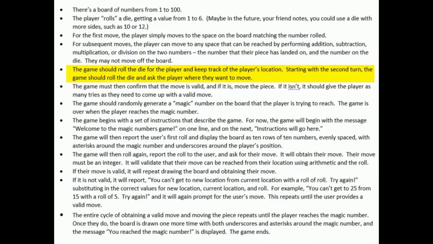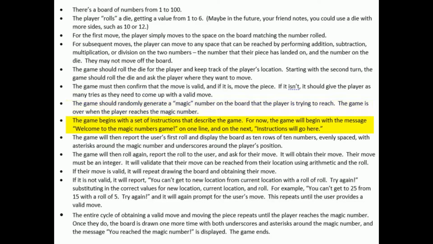The game should roll the die for the player and keep track of the player's location. Starting with the second turn, the game should roll the die and ask the player where they want to move. Remember, the purpose of the game is for the cousins to practice their arithmetic. It must then confirm that the move is valid, and if it is, move the piece. If it isn't, it should give the player as many tries as they need to come up with a valid move. As a goal, the game should randomly generate a magic number on the board that the player is trying to reach. The game is over when the player reaches the magic number.